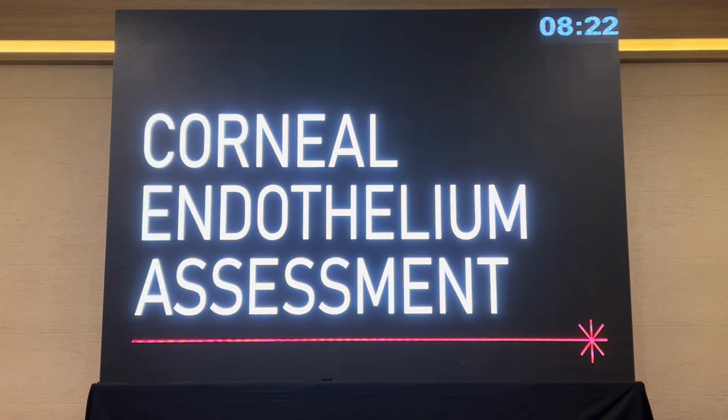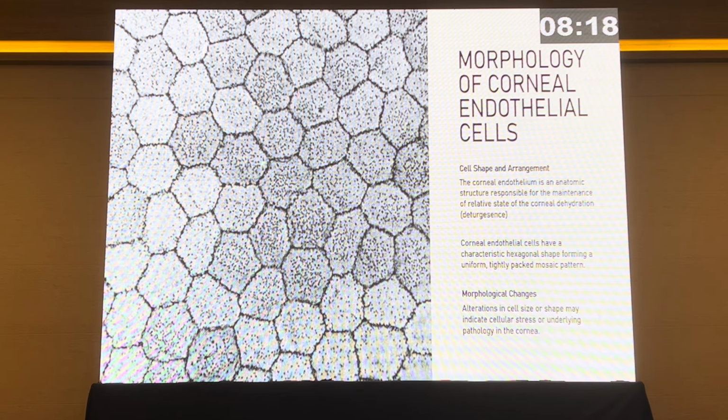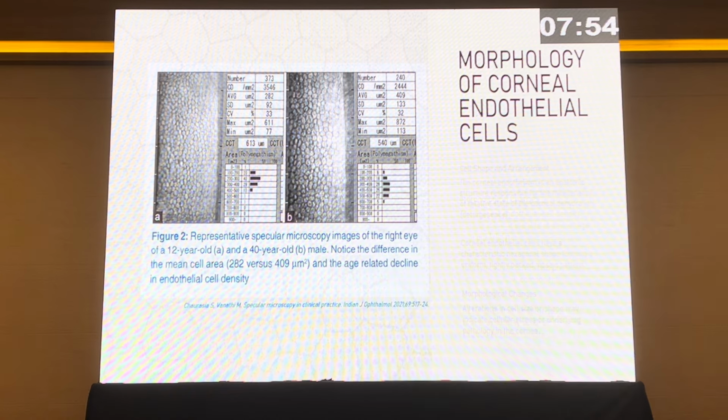Now coming to the corneal endothelial assessment, we should have an idea about the morphology of the corneal endothelial cells. This is the normal morphology. The endothelium, as you know, is an anatomical structure responsible for maintaining transparency. Anything which alters the cell size or shape may indicate cellular stress and pathology in the cornea. It has a characteristic hexagonal shape and is a tightly packed mosaic, and this pattern should be imprinted in you before you check the specular.